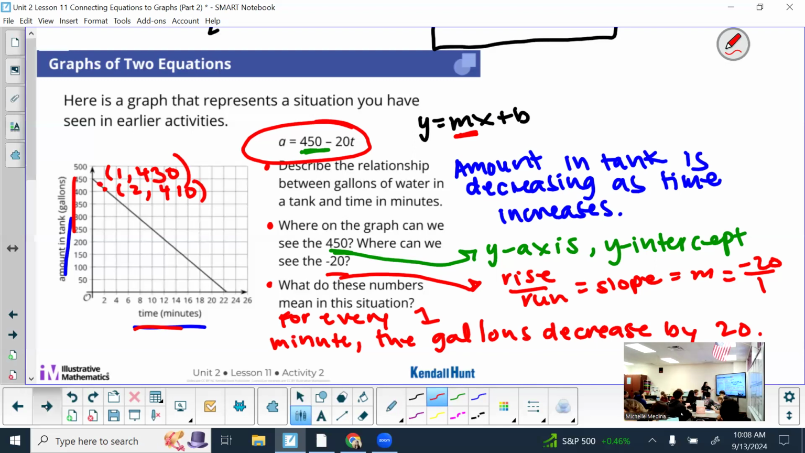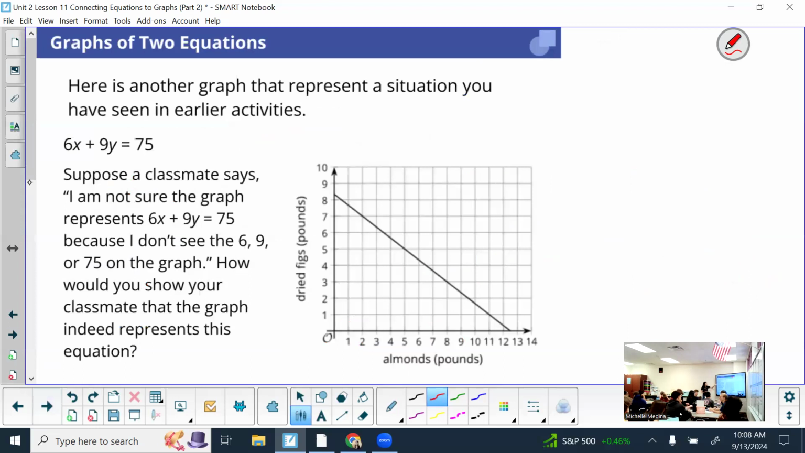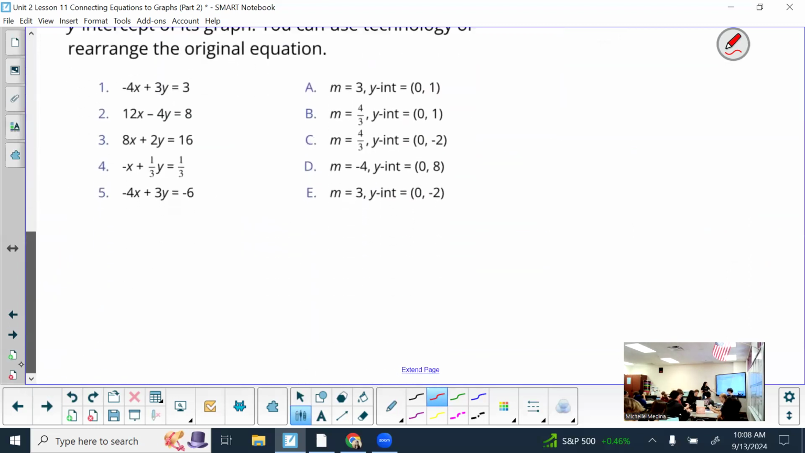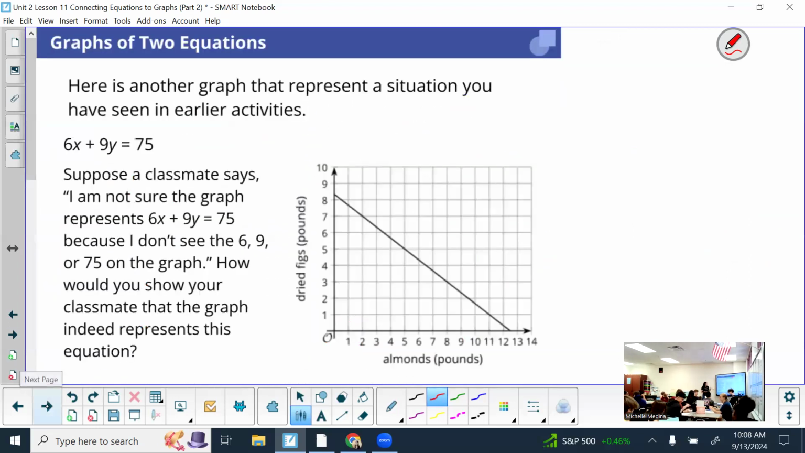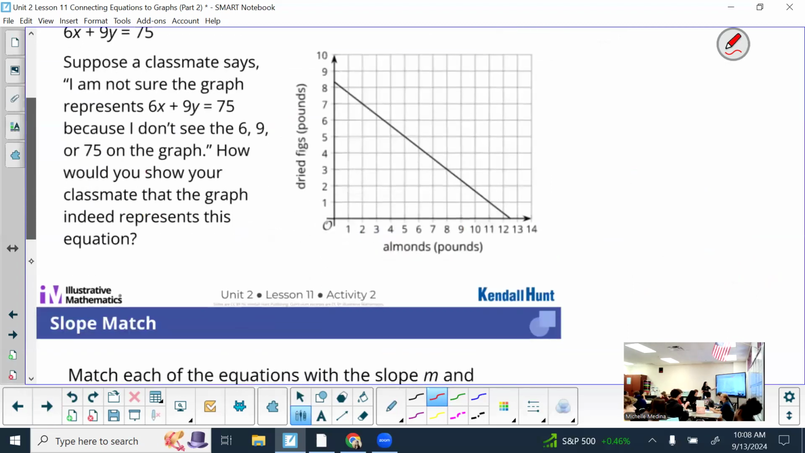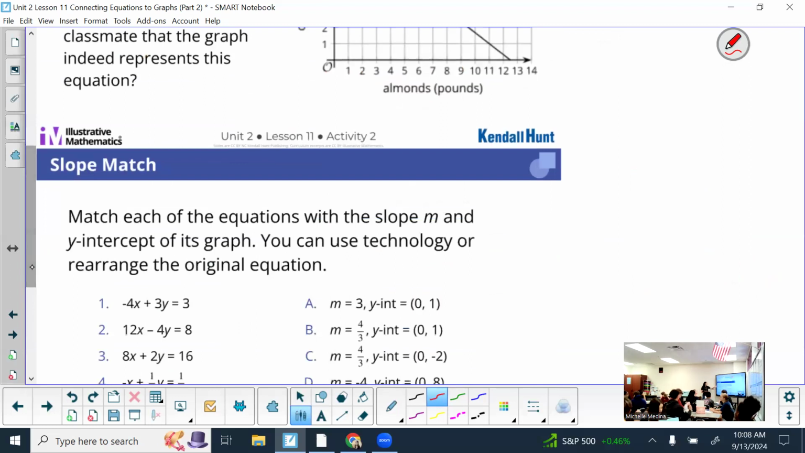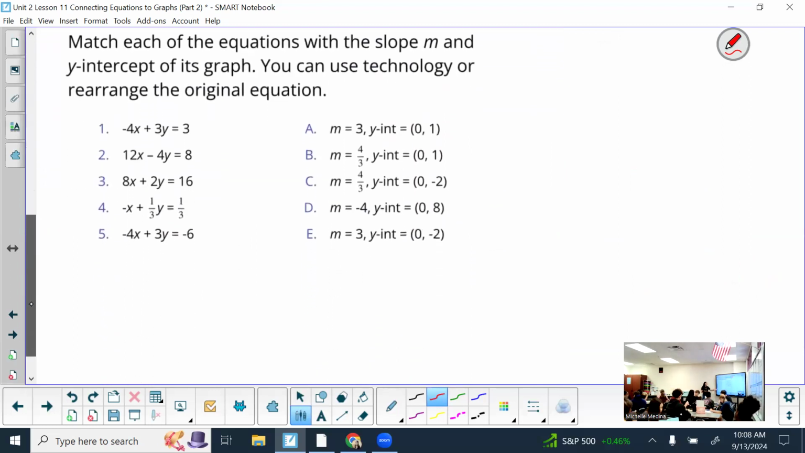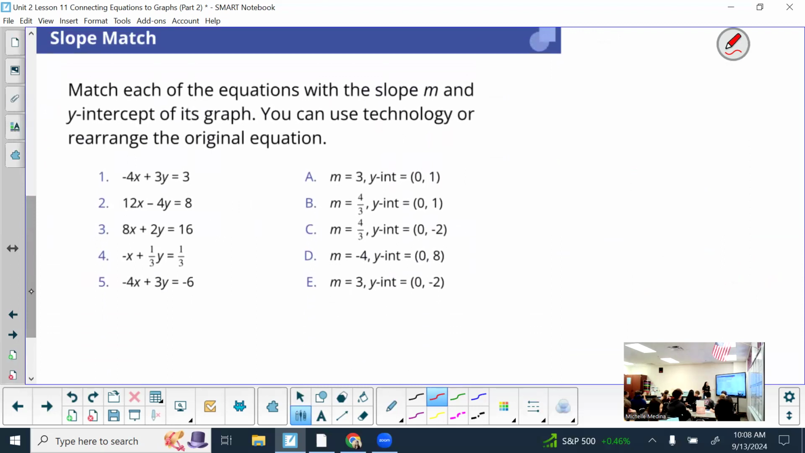So do what you need to do. You could rearrange it. It does say you could also use technology, which I'm not really showing you how to graph a line with Desmos, but maybe you can figure it out. It's pretty easy. Make as many matches as you can, and we're actually doing it together, so at least the first two. First, I'll show you with the rearranging technique.